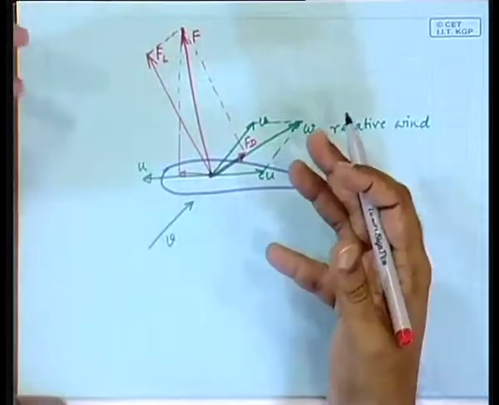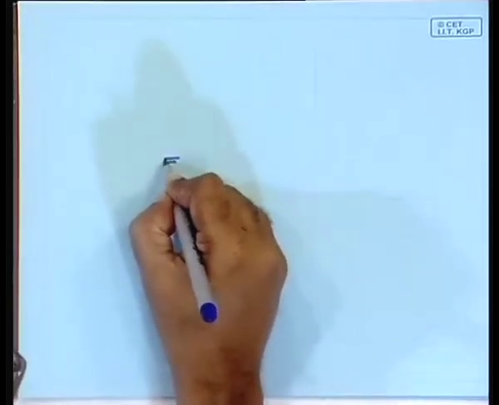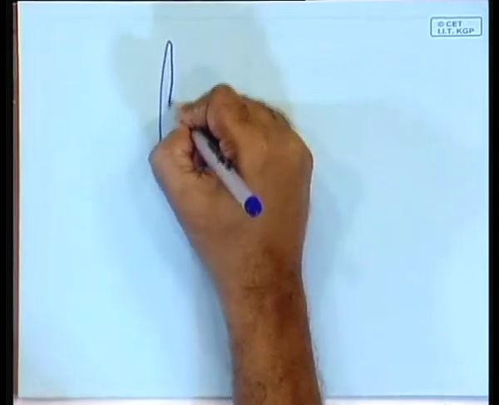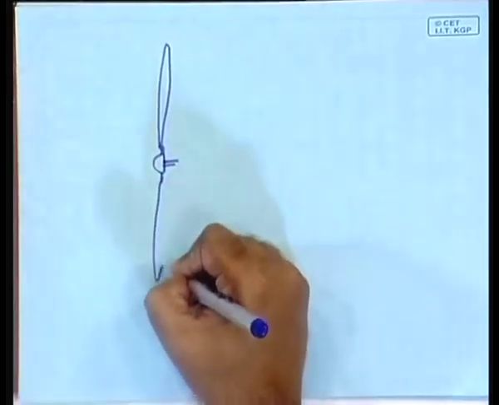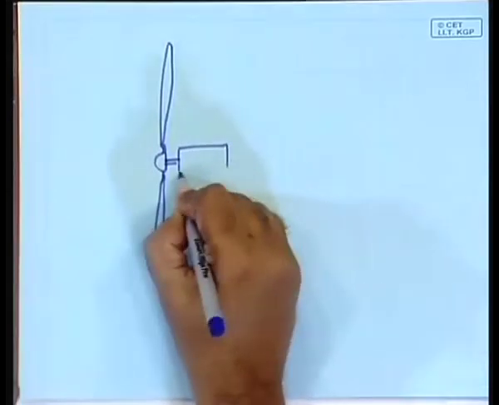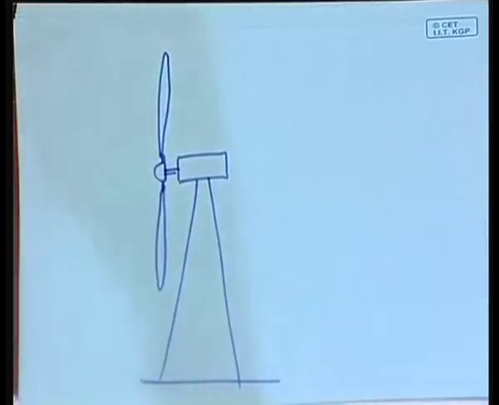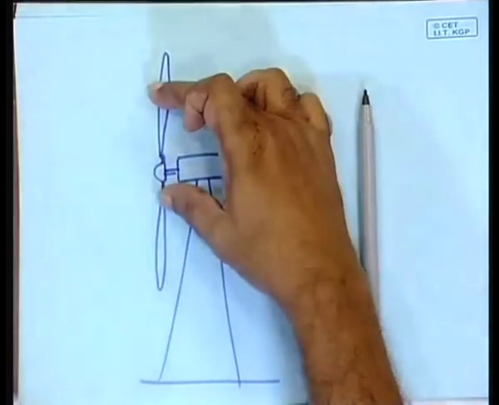Okay, after having understood this, the natural question is how exactly is this airfoil oriented in the wind turbine? Where is the airfoil? Airfoil is something like this. See, a modern wind turbine looks something like this. You have a shaft, it is a horizontal axis wind turbine, and there is a blade here, there is another blade here, and it has to be on top of a tower. That is the structure, and this fellow is rotating like this.